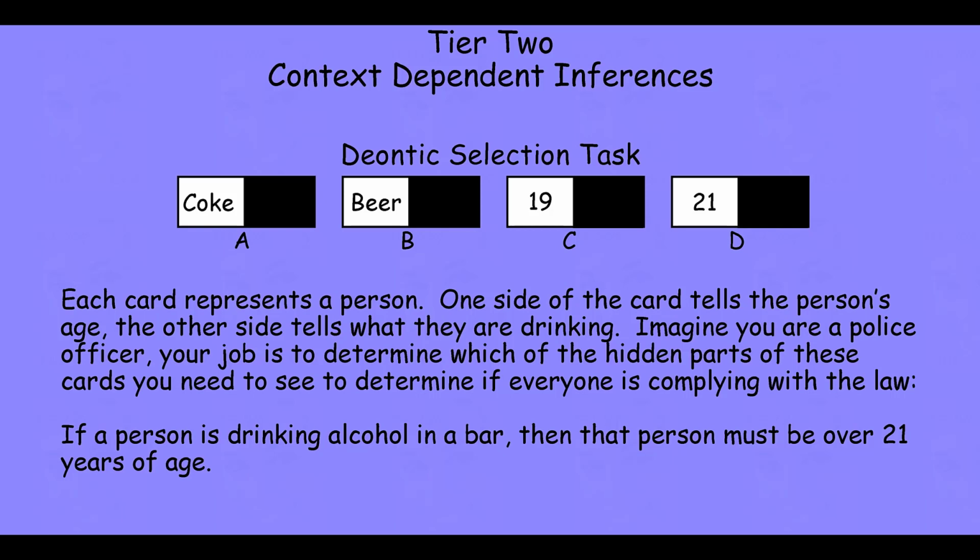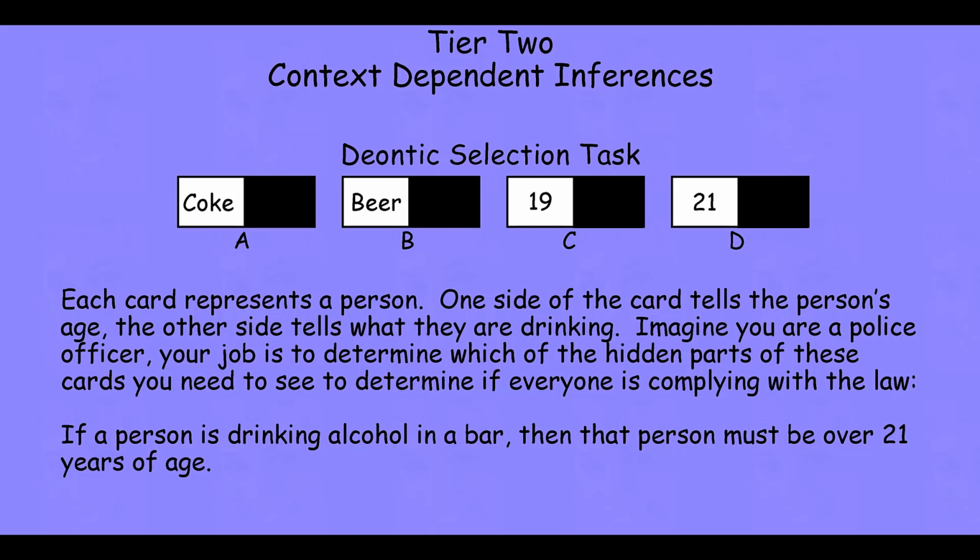What about card C? Card C tells us that this person is 19 years old. So if we were to flip over the shaded side of that card, we would look at the contents there, and it says, I don't know, they're drinking a gin fizz maybe, then they would also violate our law because they're drinking alcohol, but they're under that minimum age of 21. So we need to see card C as well.